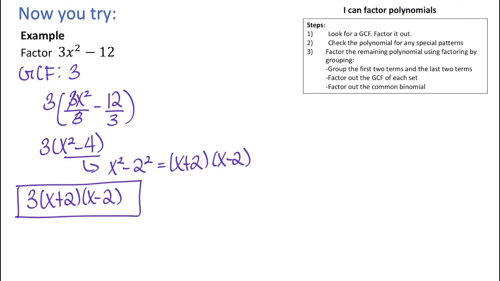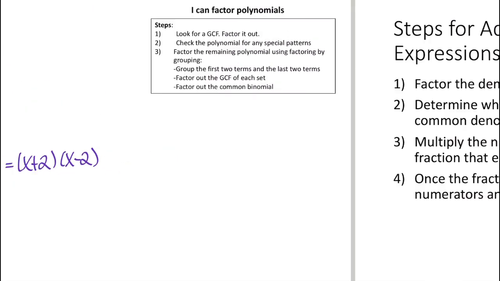So notice that these two terms have a GCF. The GCF is 3. When we factor it out, we're left with x squared minus 4. X squared minus 4 is x squared minus 2 squared, which is the difference of two squares. So we will factor that as x plus 2 times x minus 2. So when we write this out, remember you have to include the GCF in the final factored form of the expression. So we have 3 times x plus 2 times x minus 2.